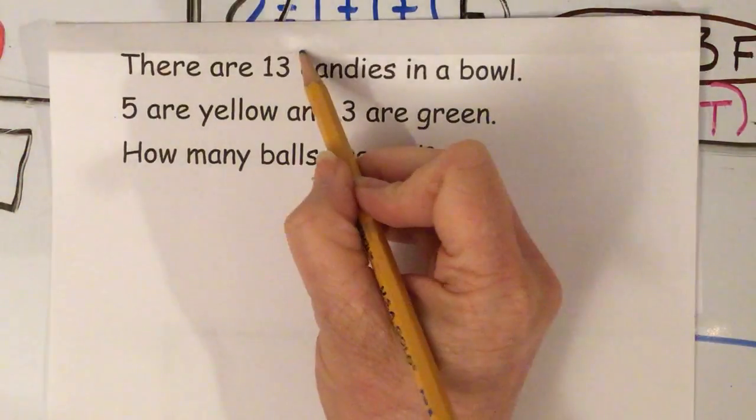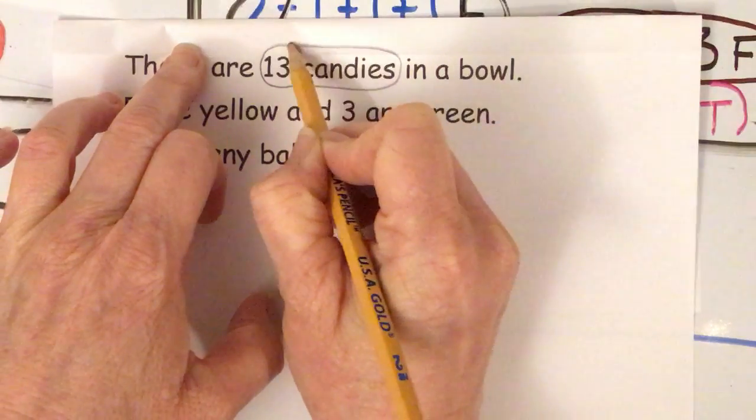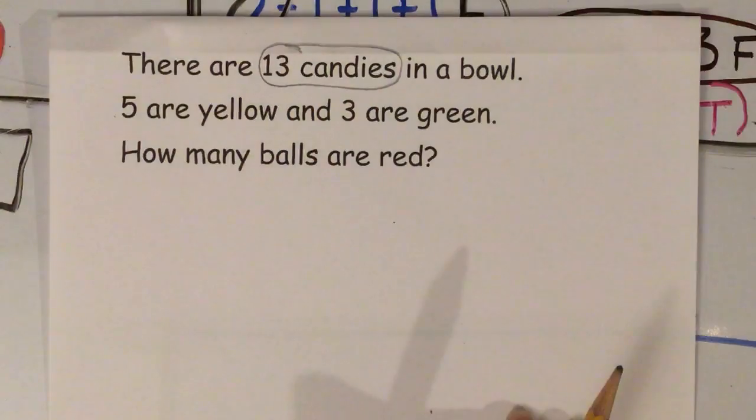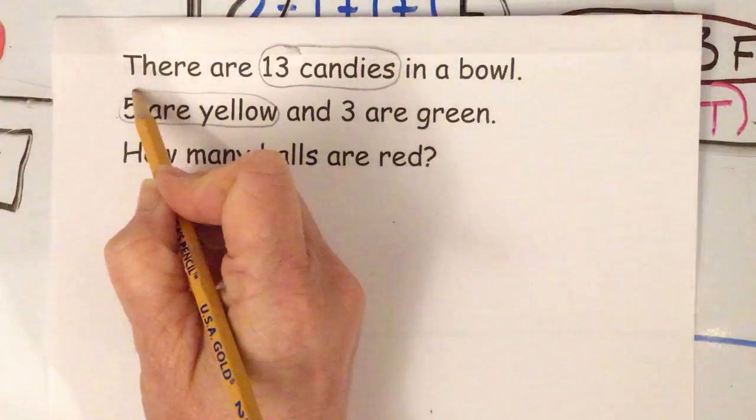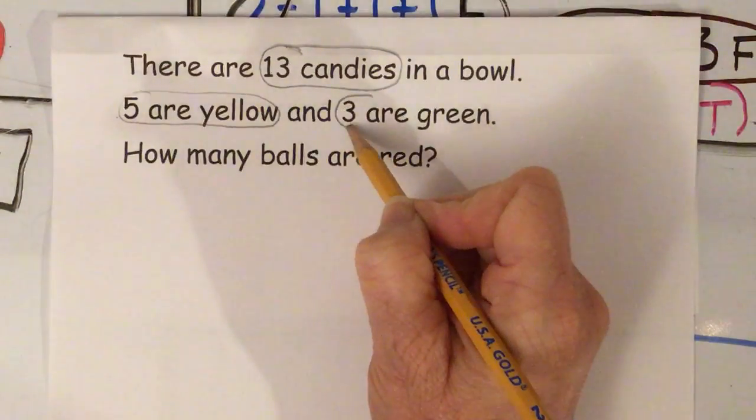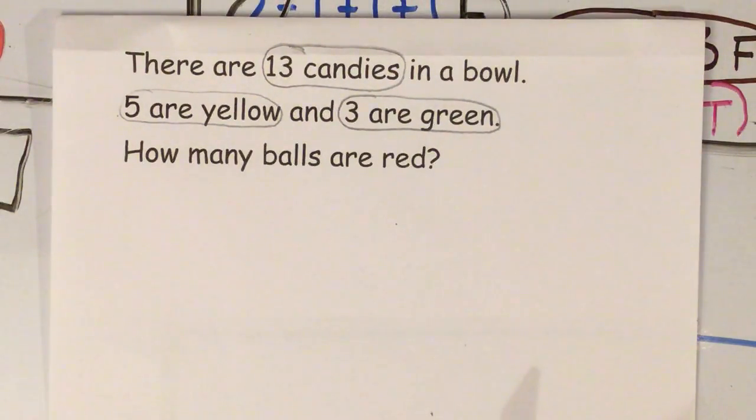I have 13 candies. I think that's my total or my whole. 5 of them are yellow and 3 of them are green. How many are red? So I have a missing number. 5 and 3 and another number is going to make 13.